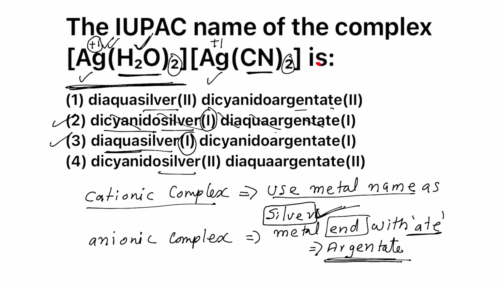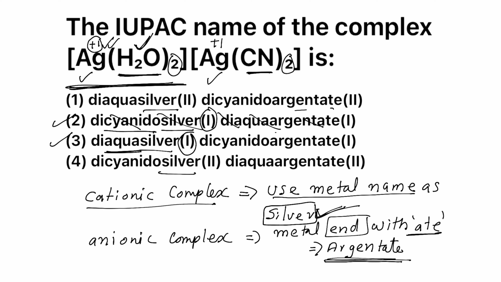Now, coming to anionic part, what you can see? You can see silver, but you have to add ATE. So, you cannot add ATE with silver. So, you have to use the Latin name, argentum. So, you got argentate. You can see argentate. What is the oxidation number? It's 1. You can see 1. And how many ligands are there? 2 ligands. Which are the ligands? See CN group. So dicyanido, argentate 1. So perfect answer is 3rd one. Clear, right? Hope all of you understand.